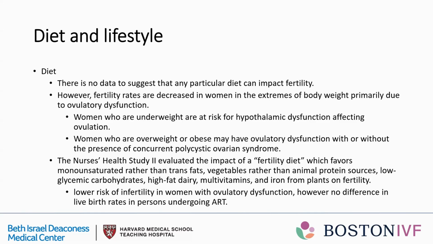The Nurses' Health Study 2 is a study that looked at the impact of a fertility diet, which is a diet that favors monounsaturated fats, more vegetables, higher in dairy, multivitamins, and iron from plant sources. And they found a lower risk of infertility in women that had ovulatory dysfunction that were on this diet, but no difference in live birth rates in people undergoing assisted reproduction.